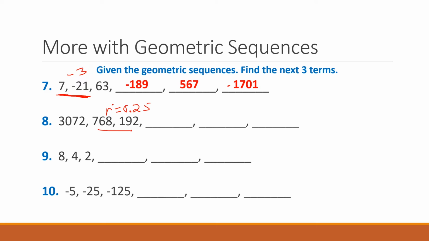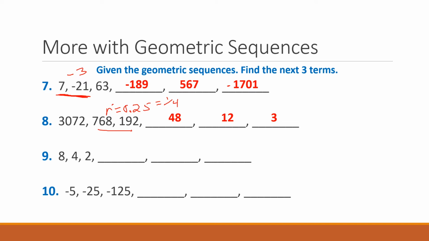So 192 times 0.25 would be 48. And 48 times 0.25 is 12, and 12 times 0.25 is 3. Or you could say that 0.25 is equal to 1/4. So you can say 48 times 1/4 is 12, or 48 divided by 4 is 12. So there are several ways you can do that when you have fractions, just whatever is easier for you.